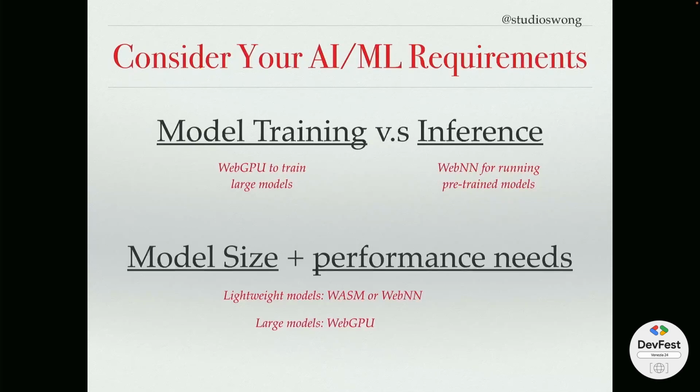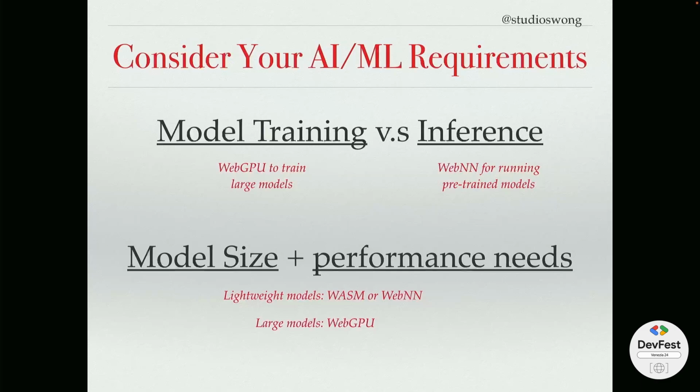And the next bit is, of course, consider your requirements. In this case, if you need to train large models like deep neural networks in the browser, you will benefit from WebGPU because you can leverage GPU power for this large-scale parallel computation. But if you just simply want inference, like you want to run these pre-trained models, then of course you use WebNN. It abstracts all the hardware acceleration complexity under the hood.